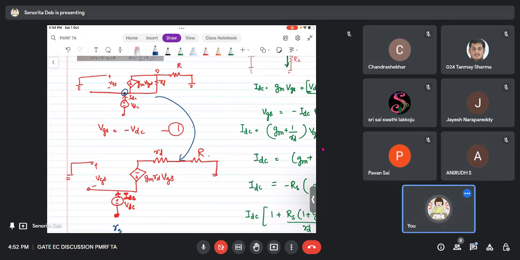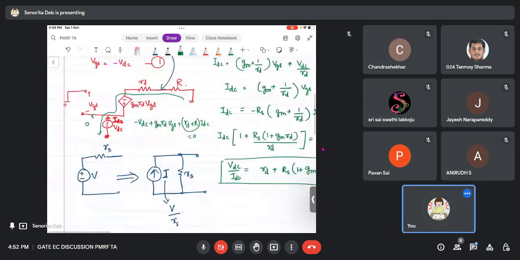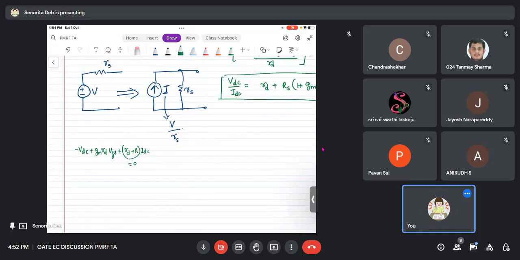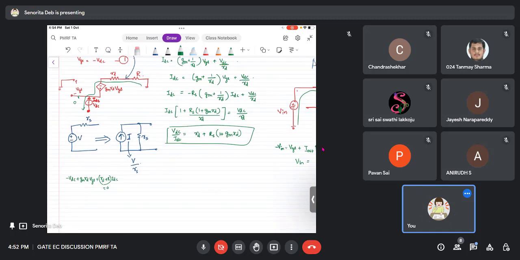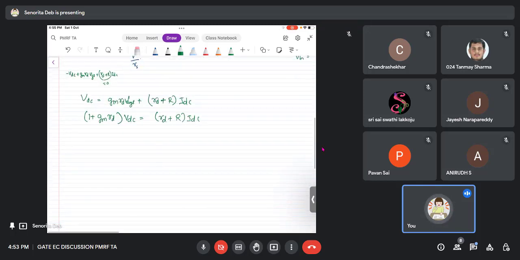Okay, so now you can apply a straight KVL here, right? The current flowing is IDC, because here it is zero current. So now let's put the KVL. Minus VDC plus GMRD VGS plus RD plus R into IDC is 0. So VDC is GMRD VGS plus RD plus R into IDC. And VGS is nothing but minus VDC, we saw it. So 1 plus GMRD into VDC is RD plus R into IDC. And then VDC by IDC is RD plus R by 1 plus GMRD.